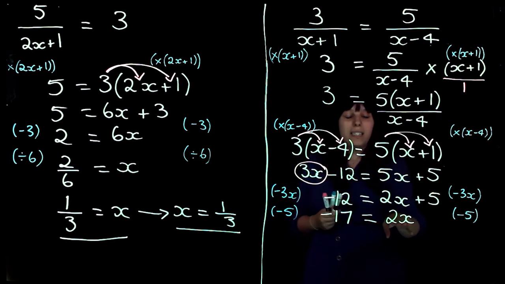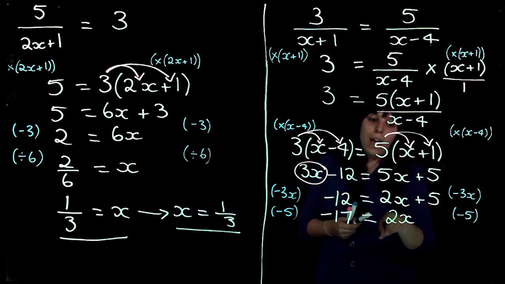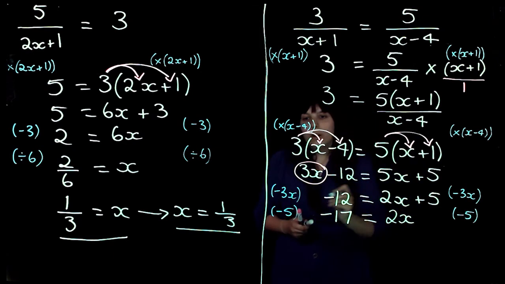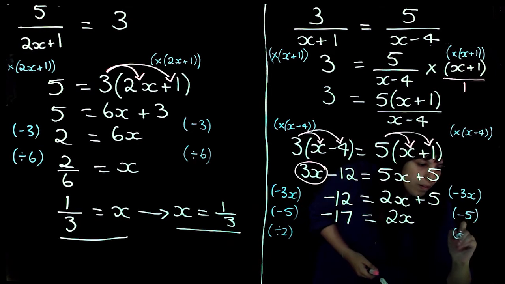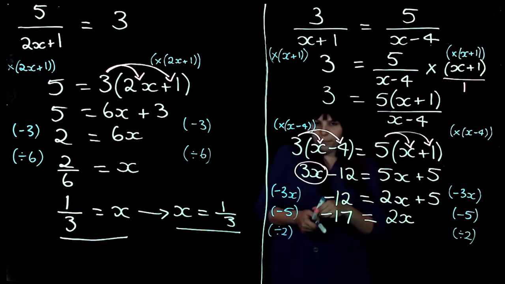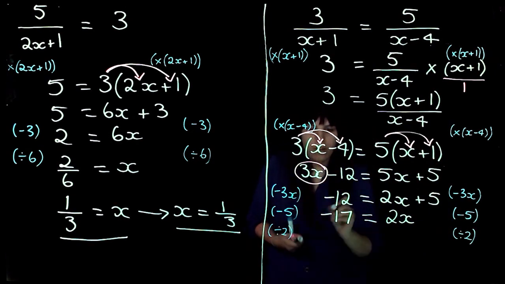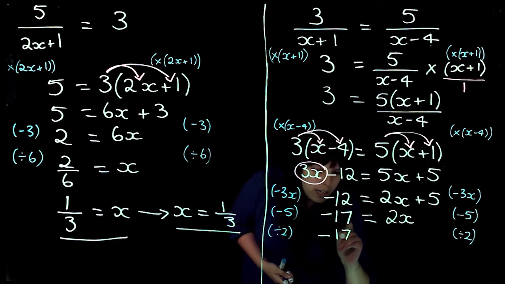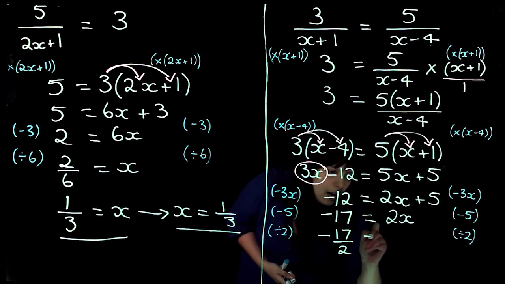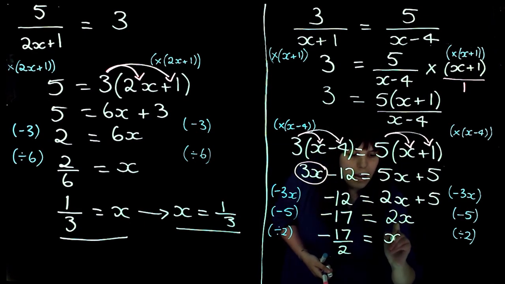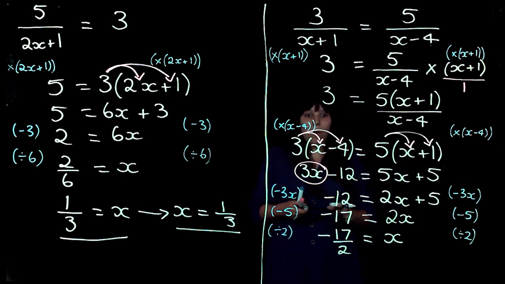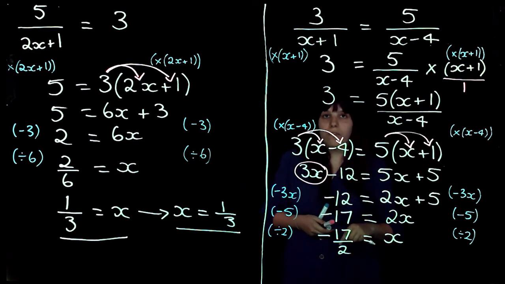Now we've got 2 x's and I only want the 1. So how do we get rid of times 2? We divide by 2 on both sides. So here we're going to have minus 17 divided by 2. And that's going to be 2x divided by 2 is going to give me x. So now I know that x equals minus 17 over 2.